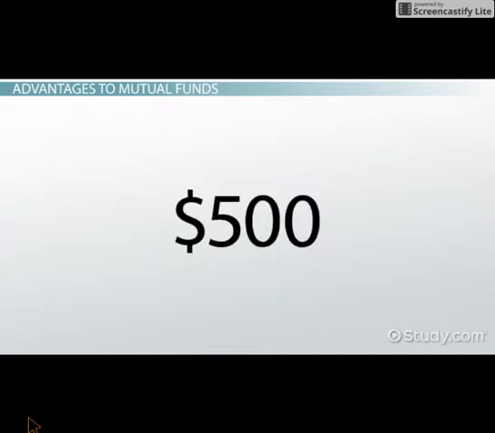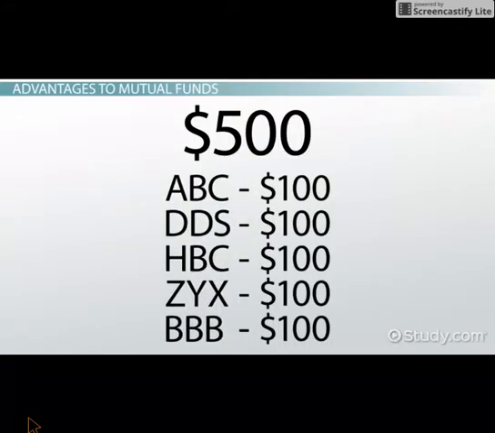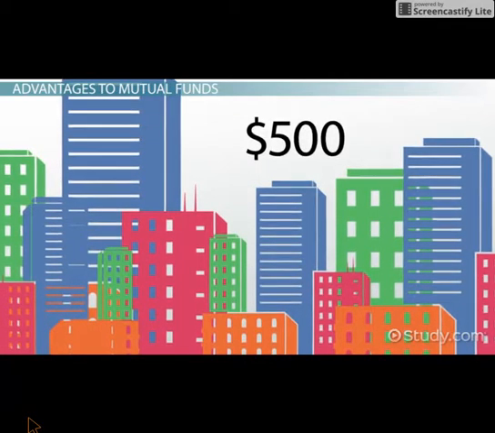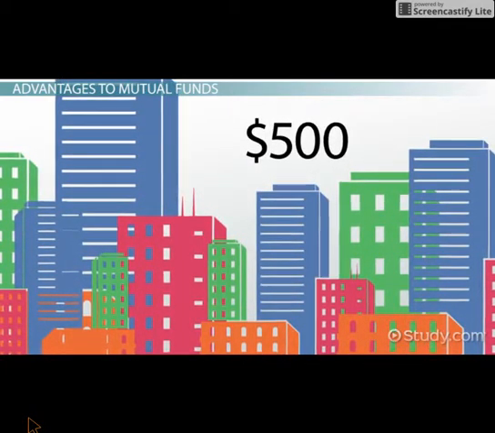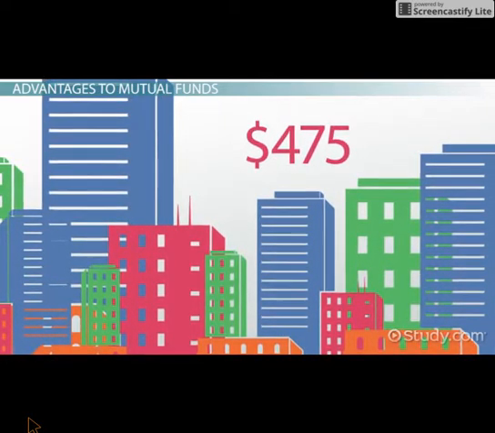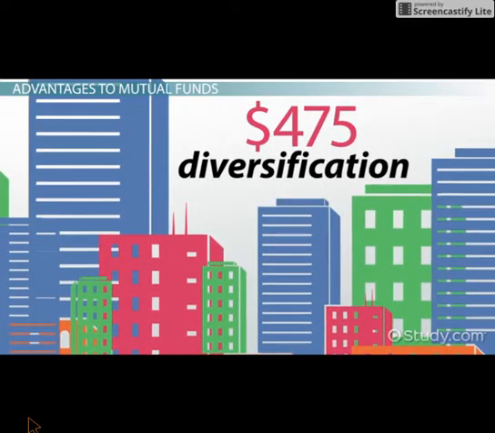Think of it this way. With $500, you could buy perhaps 5 stocks, investing $100 into each. If one of the stocks doesn't do well, your account could drop significantly in value. However, with a mutual fund, you may invest in 200 or 300 different companies, and if one stock doesn't perform very well, it won't have as big of an impact on your account. Diversification is the main advantage to owning a mutual fund.